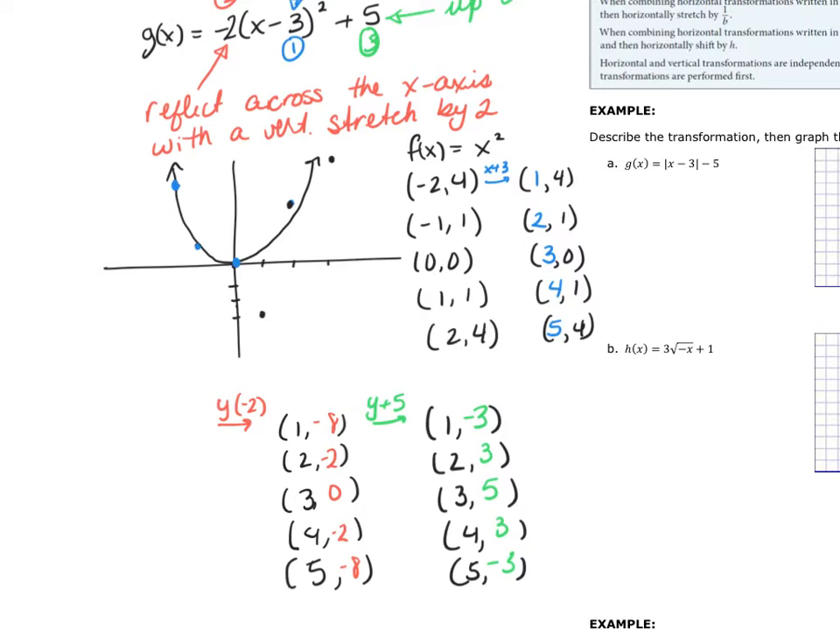My other point, which was 1, 1, went to the point 4, 3. And my other point, which was at 2, 4, not drawn well, went to the point 5, negative 3. So this is my transformed graph.